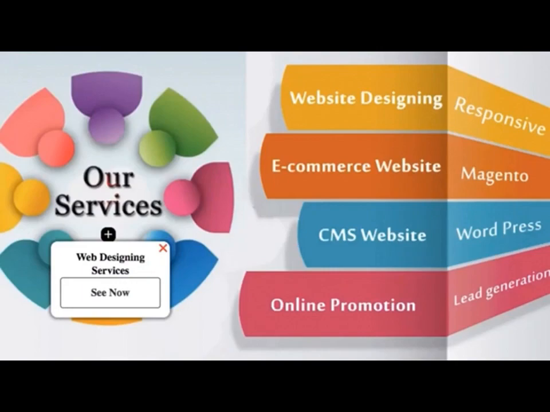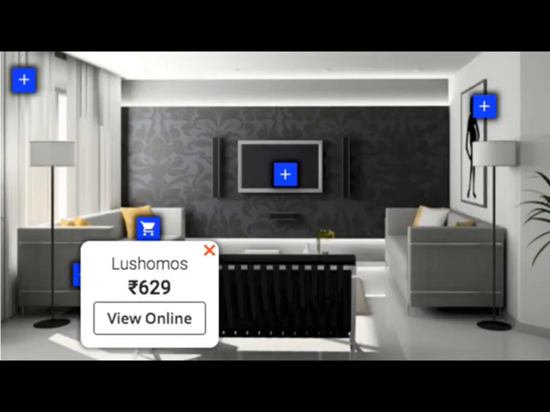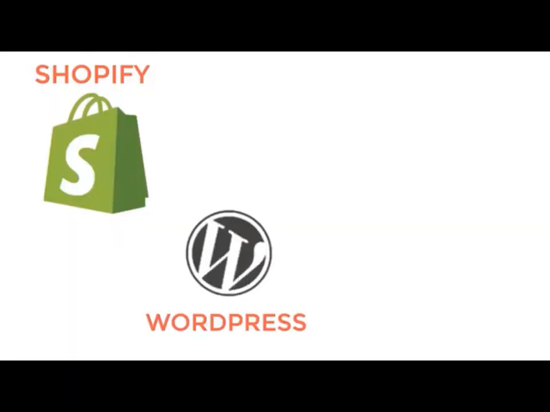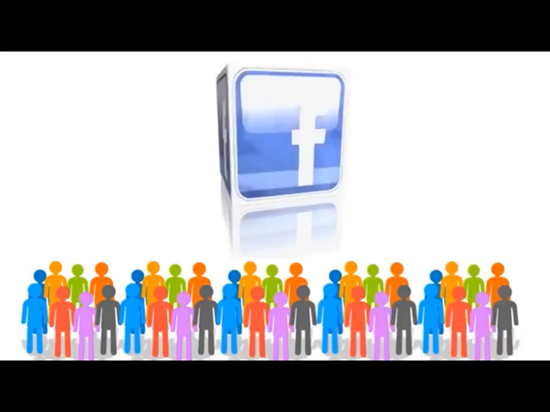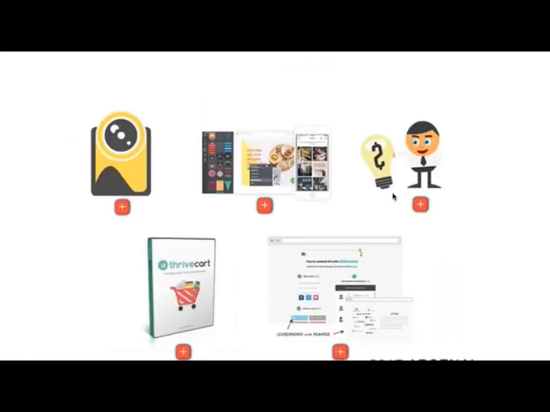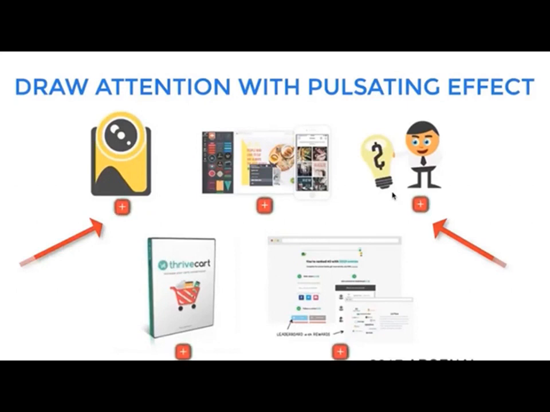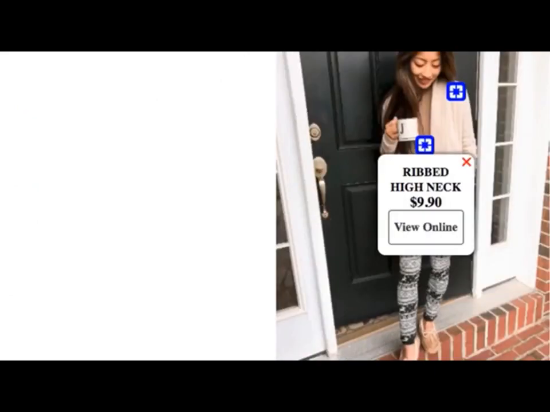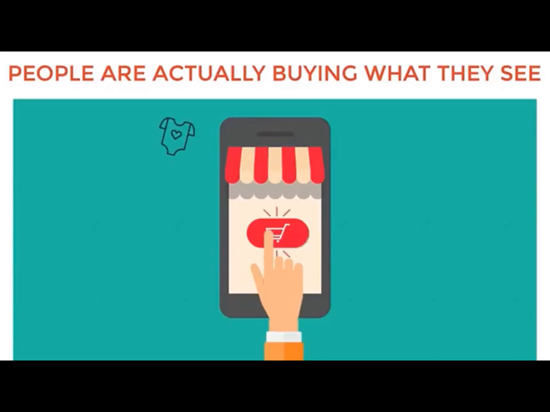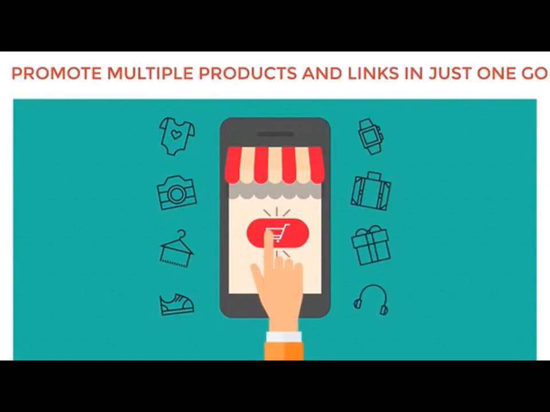impossible to ignore. ClickKosh hotspot images work seamlessly with Shopify, WordPress, ClickFunnels, Convertri, and many of your favorite platforms, or even right inside the biggest traffic source, Facebook. These hotspots draw people in with their attention-grabbing, pulsating effect. You could create unlimited images and campaigns. These shoppable images are proven to convert because people are actually buying what they see. And the best part, you could promote multiple products or links in just one go.